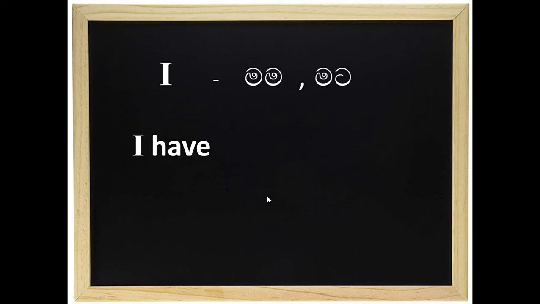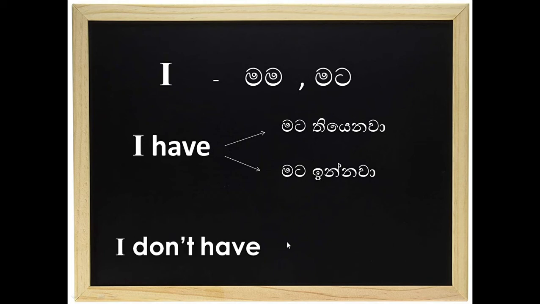I have. One is "මට තියෙනවා". The other one is "මට ඉන්නවා". I have: "මට තියෙනවා, මට ඉන්නවා". Then I don't have. Don't have means "නැහැ". Then I, "මට".